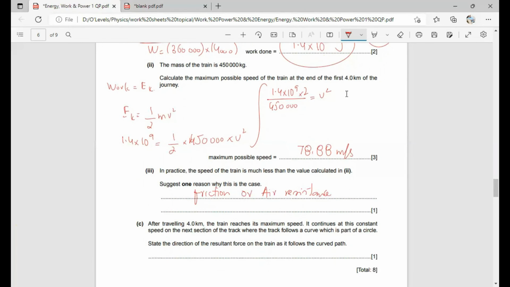Now, after traveling 4 kilometers, the train reaches its maximum speed as it continues at this constant speed on the next section of the track, where the track follows a curve, which is part of a circle. State the direction of the resultant force on the train. Towards the center. Good. Whenever we move in a circular way, the resultant force is always towards the center.